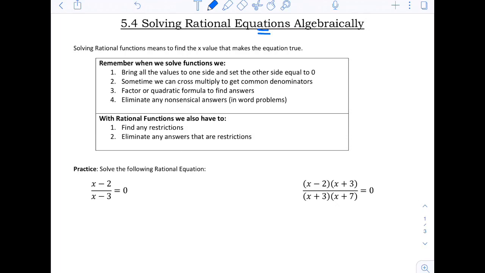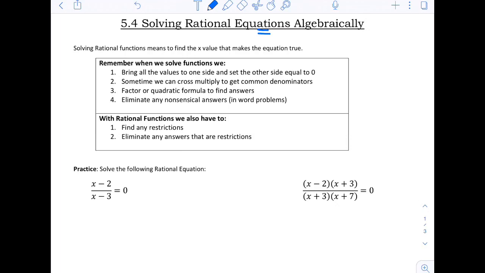Then we're going to factor the side of the equation that has our new polynomial, and we'll eliminate any nonsensical answers. Typically in word problems, if you get something like a negative time, that would be one that we would eliminate because it's outside the context of our problem. It's before our problem started. But when we're dealing with rational functions, you might have remembered from grade 11, we do have to take into account any restrictions, and we also have to eliminate any answers that could be restrictions. For example, if I found the answer was x is equal to 2, however, x equal to 2 is one of the restrictions that we cannot have, that would have to be eliminated from my final answers as well.